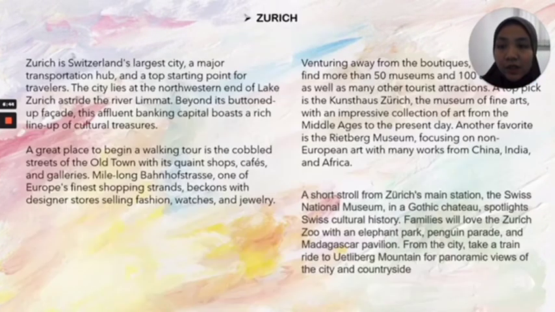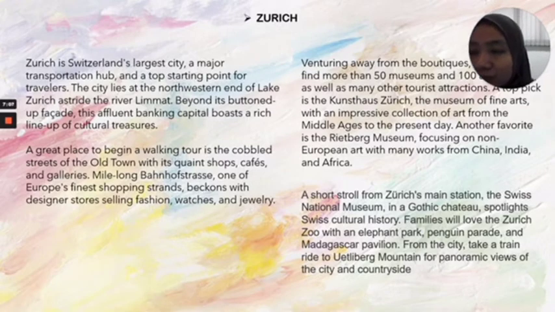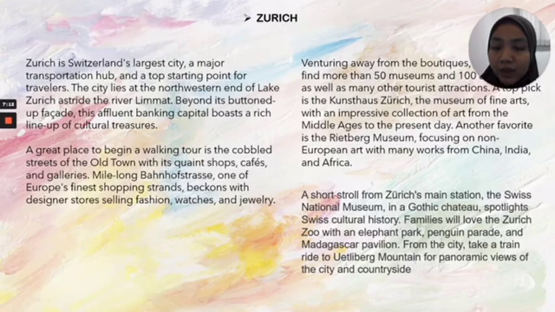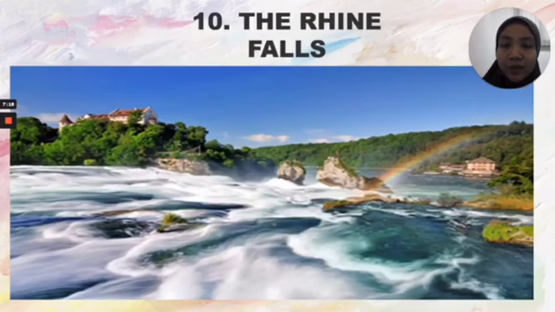Nine is Zurich. Zurich is Switzerland's largest city, a major transportation hub and a top starting point for travelers. The city lies at the northwestern end of Lake Zurich, with the river Limmat running through it. The affluent banking capital boasts a rich lineup of cultural treasures. Ten is the Rhine Falls.